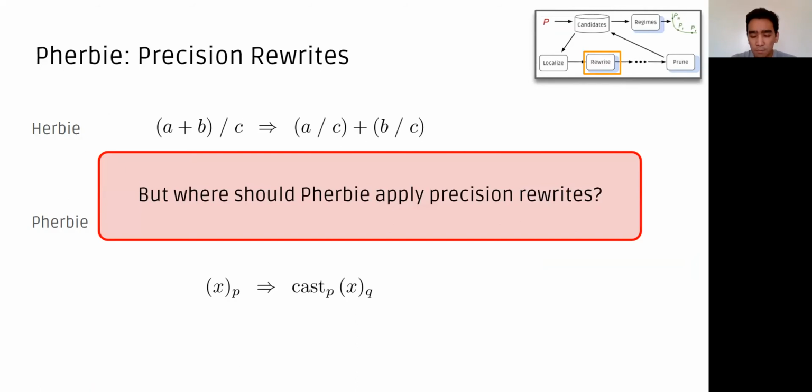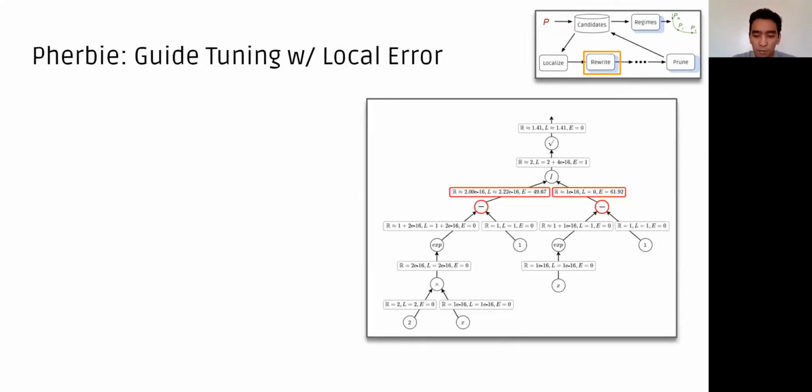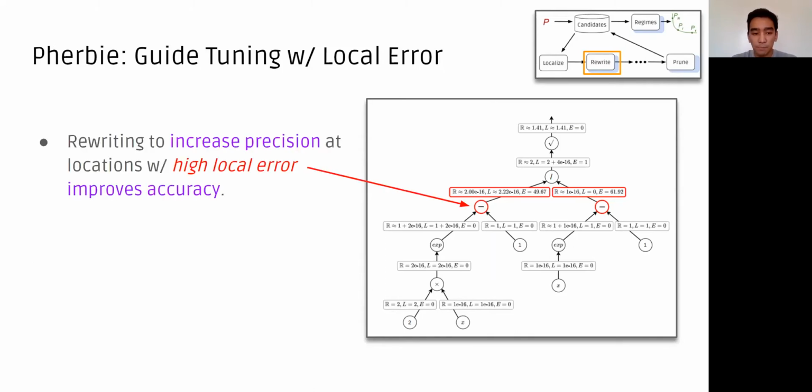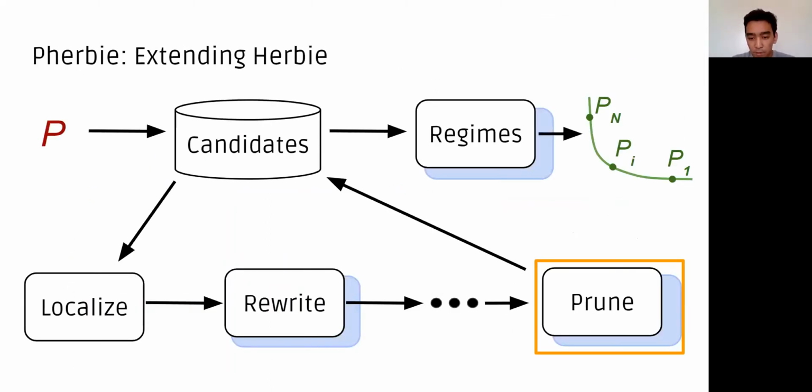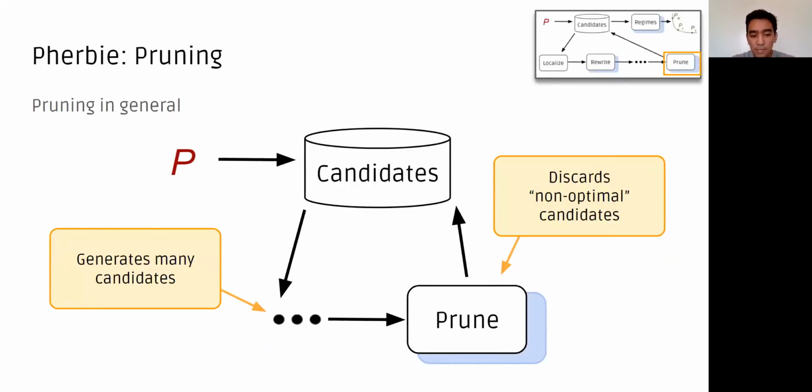Now, where should we apply these precision rewrites? Herbie rewrites at places of high local error to improve accuracy. So we should use that same idea. We should increase precision at places of high local error to improve accuracy and decrease precision at places of low local error to improve speed. So the next phase that was changed is pruning. Now, once again, pruning takes the candidates that were generated in the improved loop and only adds to the candidate table the ones that are of interest based on some criteria.